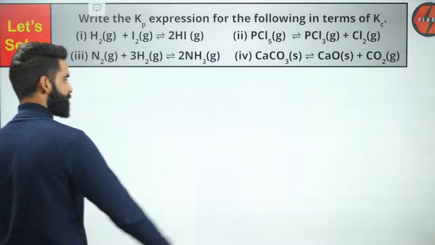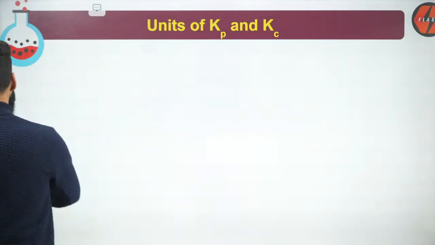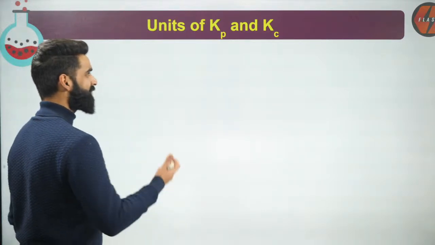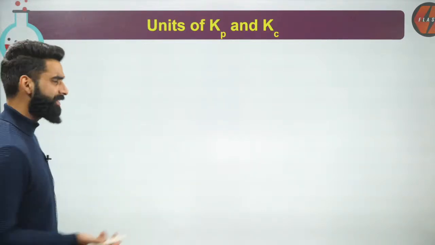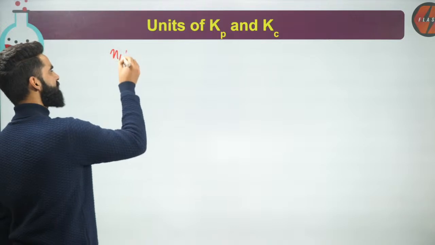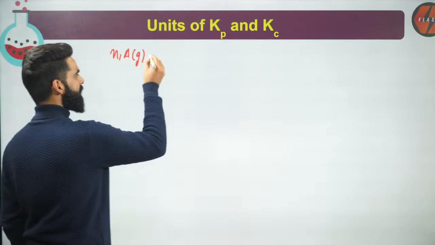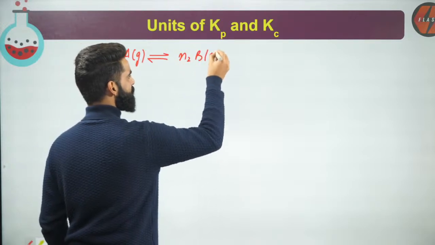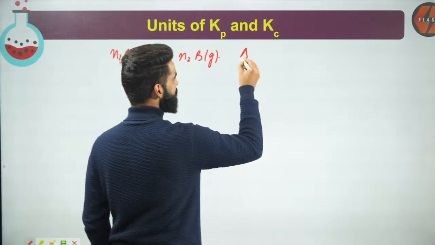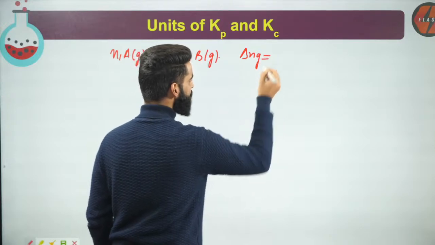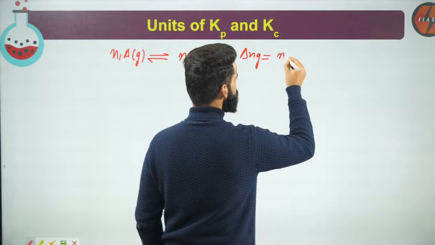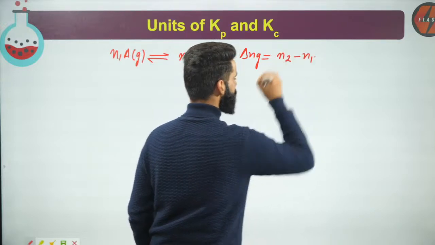All right. Moving on to the units of Kp and Kc. For that, let me take a reaction as N1A gas in equilibrium with N2B gas. This is the reaction which I have. If I want you to calculate the delta Ng for this reaction, it is simply going to be number of moles of gaseous products minus number of moles of gaseous reactants, which is N2 minus N1. I'm sure it's clear till here.